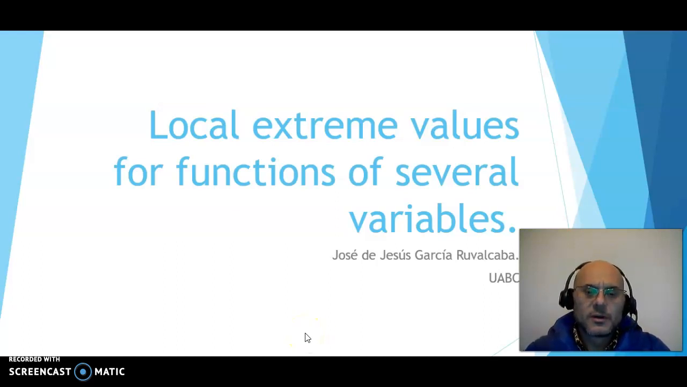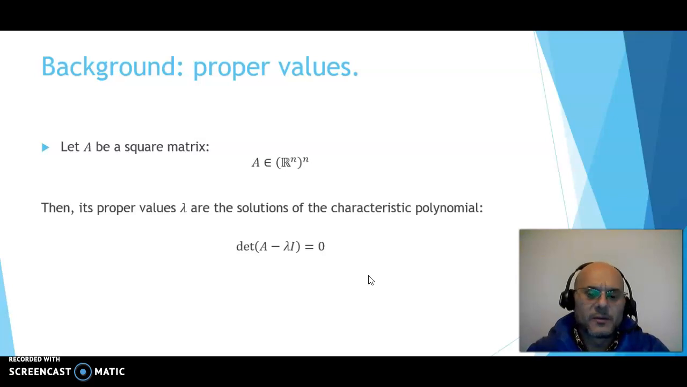In this short lesson, we will learn about local extreme values for functions of several variables. First, some reminder of your previous courses. From algebra, you know the proper values of a square matrix. They are the solutions of the characteristic polynomial. This is a polynomial of degree n, which corresponds to the size of the matrix, and its solutions are the proper values. The matrix could have complex components, but in this case we will need only real components.